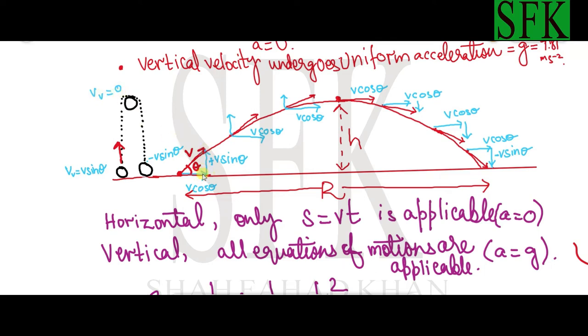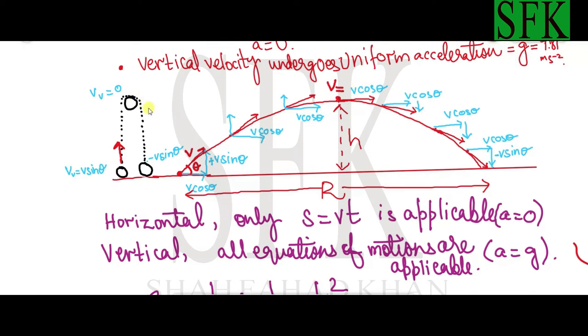So this vertical component initially was maximum, and as the motion proceeds, its value starts decreasing, as shown by the height of the arrows. The height of the arrow is decreasing and decreasing, and finally over here, the vertical velocity becomes zero and only the horizontal component of the velocity exists. So this means that at the maximum height, the resultant velocity is equal to the horizontal component of the initial velocity with which it was thrown.